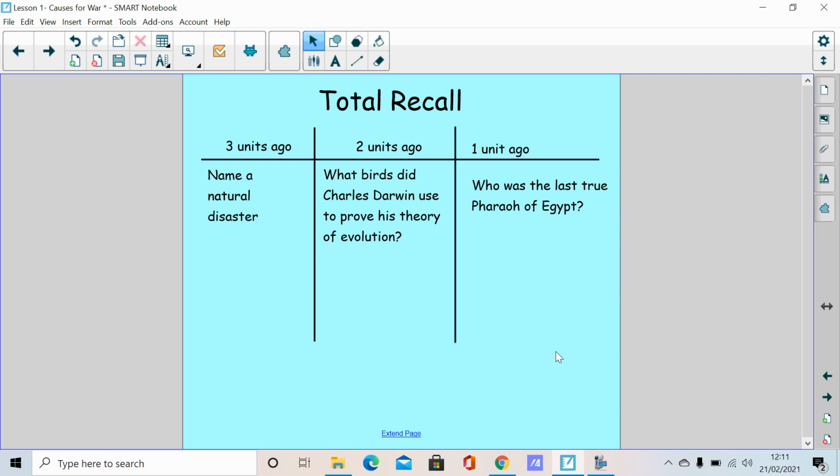Okay, so hopefully you remember that the last true pharaoh of Egypt was Cleopatra. The birds that Charles Darwin used were finches, and for a natural disaster you could have had hurricanes, tsunamis, volcanic eruptions, earthquakes, tornadoes, all those kinds of things.